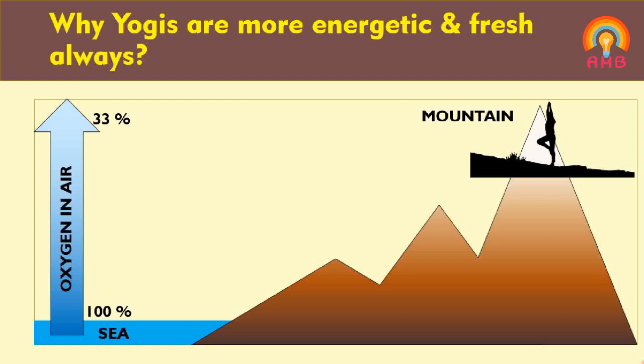When such persons or yogis come to a lower altitude location, they have an abundance of RBCs in their blood, and in the environment also there is a higher percentage of oxygen because the person is at the lower altitude. Thus they are getting more oxygen, which will keep them more energetic, fresh and calm. So that may be the reason.